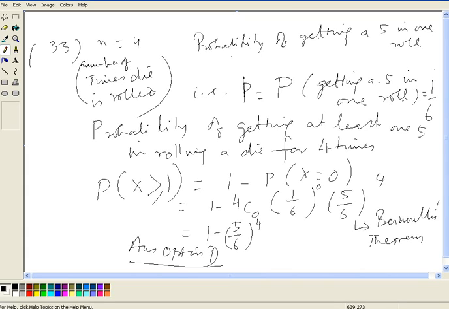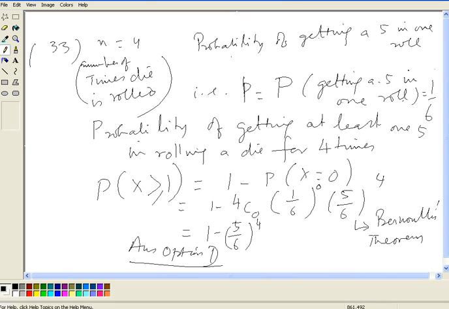Now the probability of getting at least one 5 in rolling a die 4 times. At least one 5 means the probability of your random variable x greater than or equal to 1, which would be 1 minus the probability of x equal to 0. You subtract from 1 the case when you roll a die 4 times and you never get a 5.